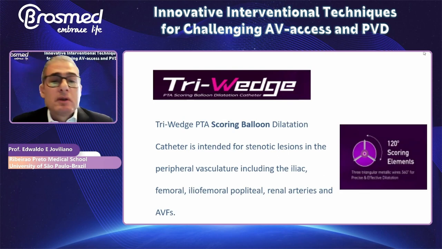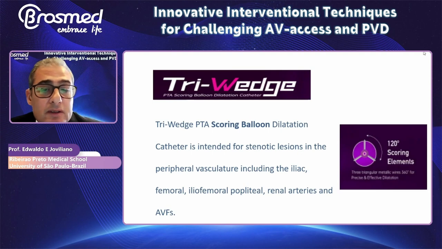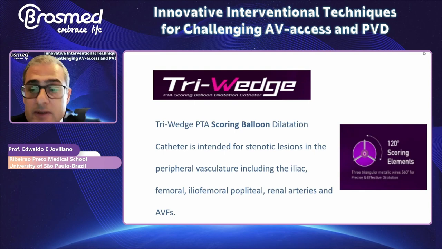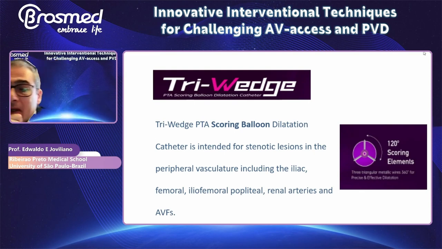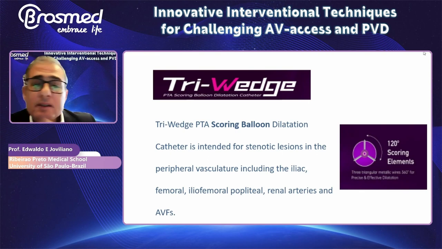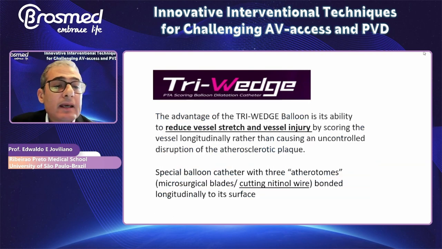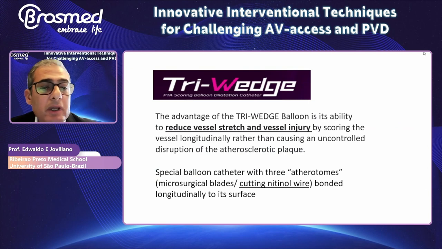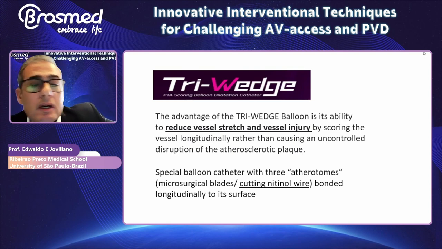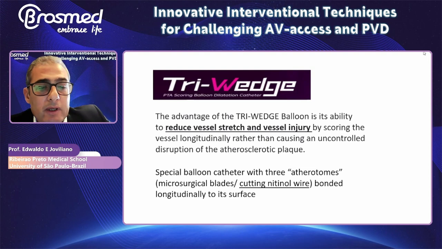The Tri-wedge PTA scoring balloon dilatation catheter is intended for stenotic lesions in the peripheral vasculature, including iliac, femoral, popliteal, and renal arteries, and arteriovenous fistulas. The scoring elements are designed at 120 degrees from one another. The advantage of the Tri-wedge balloon is its ability to reduce vessel stretch and vessel injury by scoring the vessel longitudinally rather than causing an uncontrolled disruption of atherosclerotic plaque.